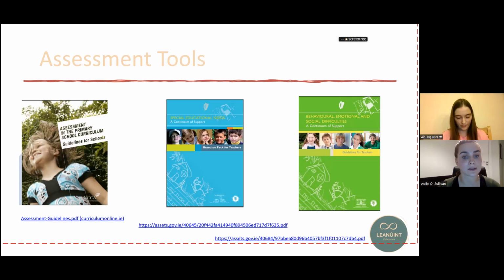The second one here is the Continuum of Support, which we've previously alluded to. This is the resource pack and also contains a lot of photocopiables which could be useful, some of which we'll be addressing later on in this webinar. And then finally, the Behavioural, Emotional and Social Difficulties Continuum of Support, which also has a number of useful assessments like the ABC chart, the total observation schedule, and the frequency observation schedule that we'll be addressing later as well.